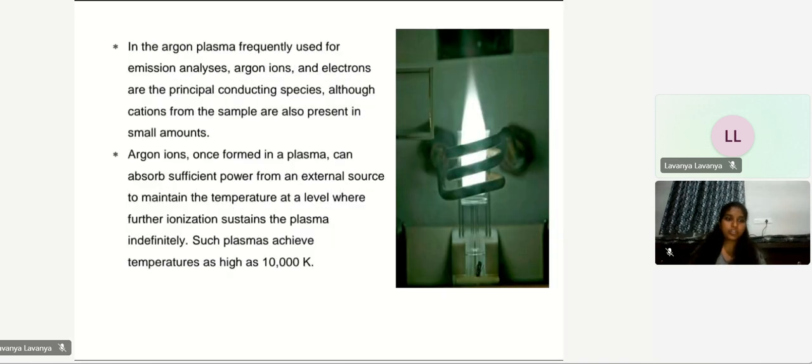Argon plasma is frequently used for emission analysis. Argon ions and electrons are the principal conductive species, although the cations from the sample are also present in small amounts. Argon ions, once formed in the plasma, can absorb sufficient power from an external source to maintain the temperature at a level where further ionization sustains the plasma indefinitely. Such plasmas achieve temperatures as high as 10,000 Kelvin.